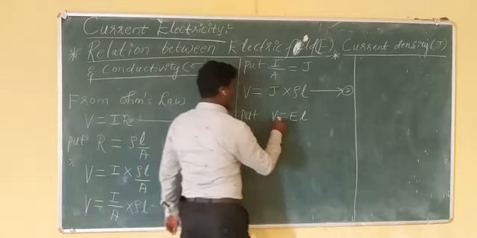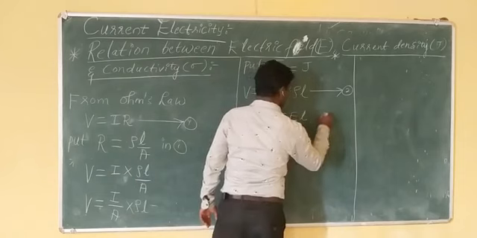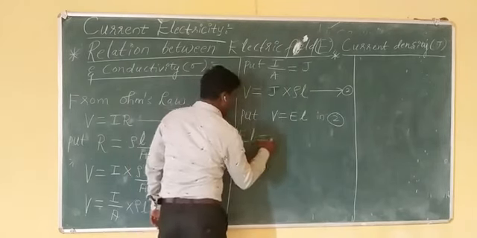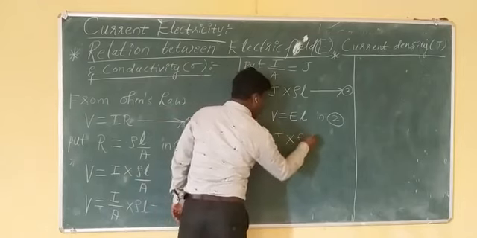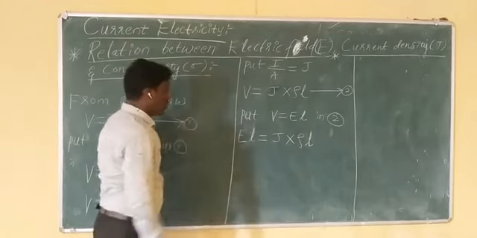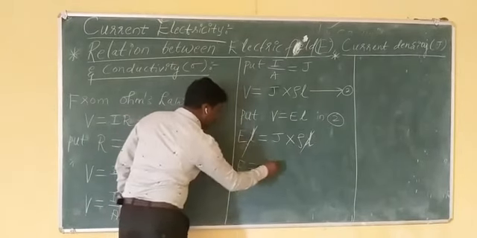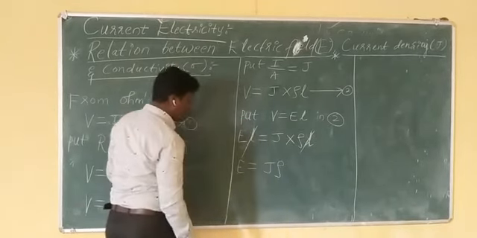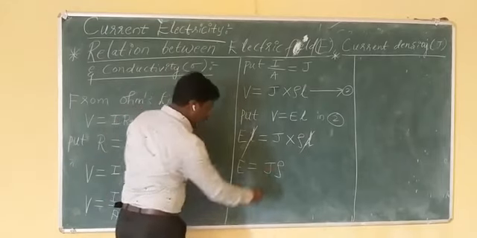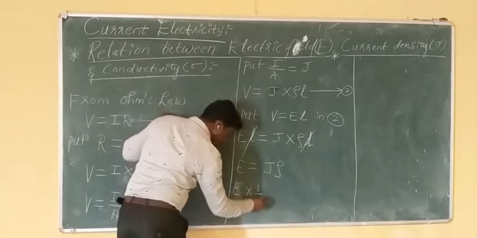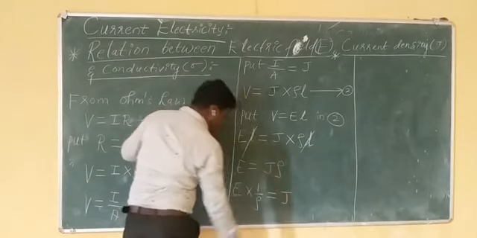Put V equals to EL in equation number 2. So EL equals to J into rho L. L cancels. E equals to J rho. Right? So you bring this rho to LHS. E into 1 by rho equals to J.